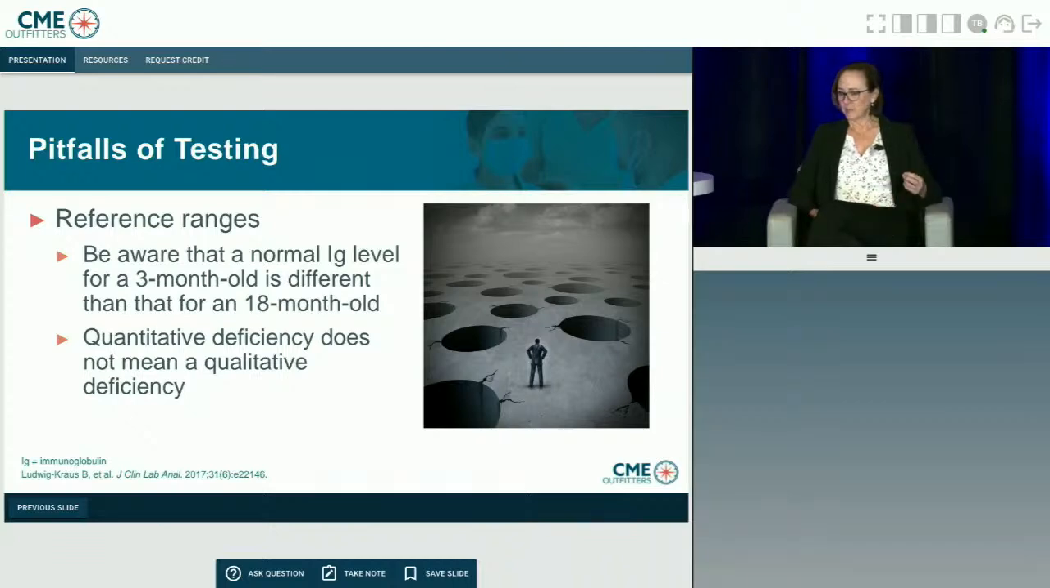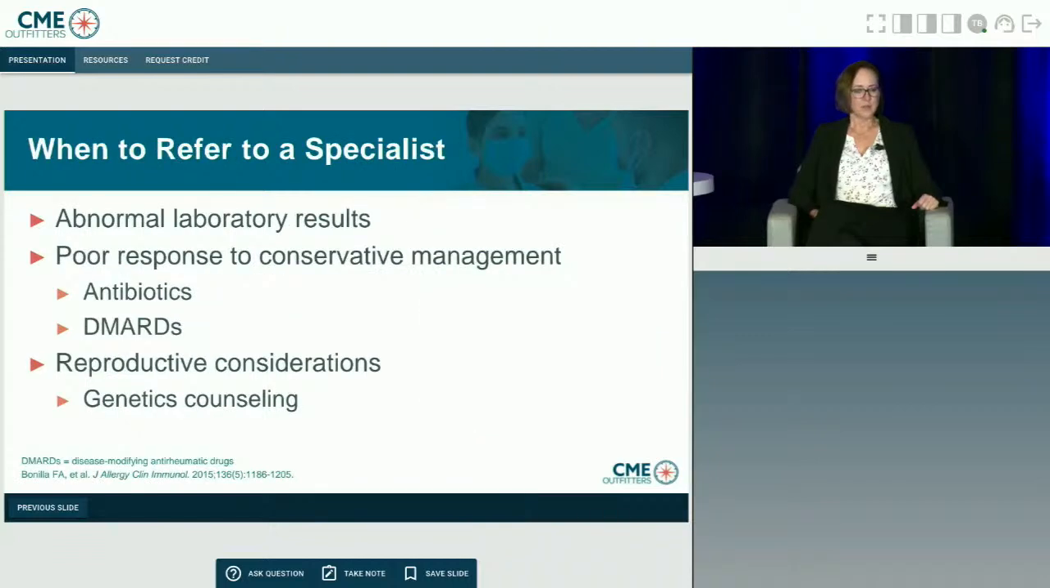And then the pitfall is quantitative deficiency in an older child especially does not necessarily mean that they are qualitatively at risk, right? I'm going to say that again. Quantitative deficiency does not necessarily translate into a qualitative deficiency, and vice versa. In an older child, normal immunoglobulins don't necessarily rule out an antibody deficiency. That's important. And so then we're left with the next step, which is, when do we refer?